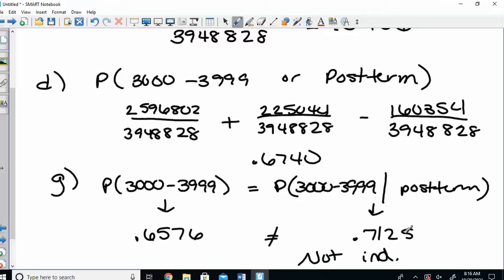Alright, questions there? Could you do it the opposite way, like probability post-term equals? I just picked this one because we had already calculated the probability of 3,000 given post-term, but you could have flipped those and that would have also worked. Other questions there?